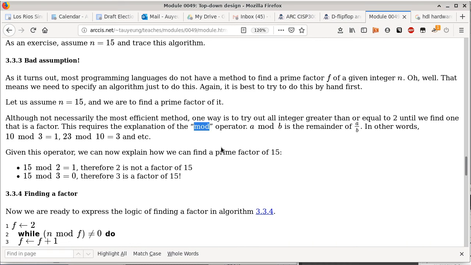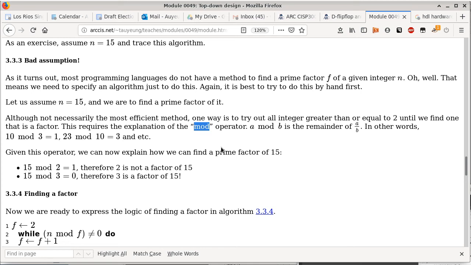So we'll go ahead and read the entire paragraph here. Hopefully you guys have already read this, because remember, you're supposed to read the modules as we talk about the topics in class, and read ahead of me if possible. So this was already in the past, so I'm assuming that all of you have read this already. Although not necessarily the most efficient method, one way is to try out all integers greater than or equal to 2 until we find one that is a factor. This is in the context of how we search for a factor given a particular number. This requires the explanation of the mod operator. A mod b is the remainder of a over b, or a divided by b.